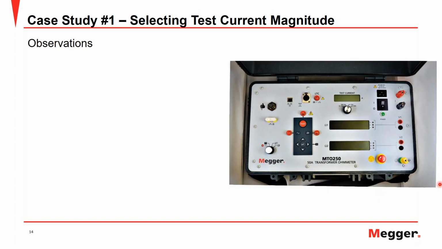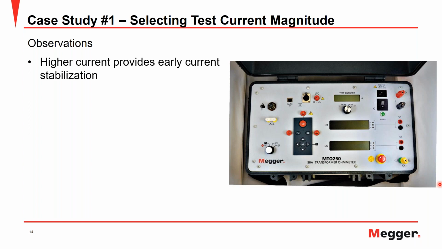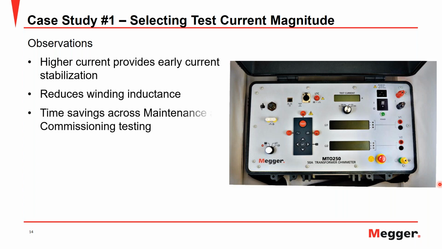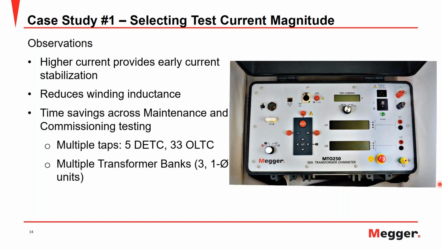So now, what were our observations? You can see that a higher current provided early current stabilization, and that happens because with a higher test current, you're reducing the inductive effect of the winding when you're making these measurements, and that's why you get early current stabilization. And that can translate into time savings. Whether you are performing maintenance testing or even commissioning testing, you can save time while you're making these measurements. We saw that we saved almost 21 seconds for one measurement.